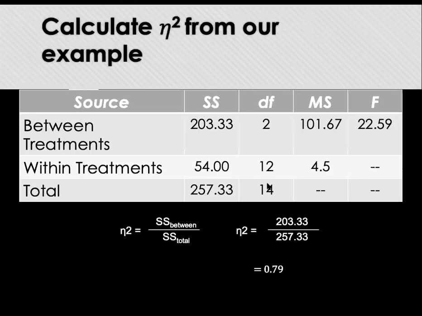And again, we have those numbers. So calculating effect size of eta squared is pretty straightforward. You're going to plug in sum of squares between, which here's our ANOVA table, 203.33, divided by sum of squares total, 257.33. And when you do that calculation, you get 0.79.